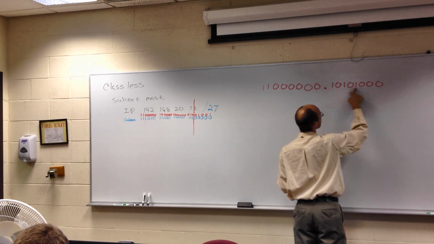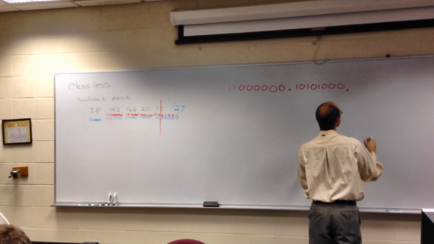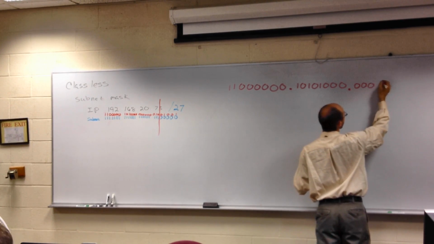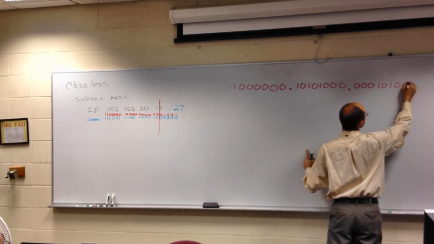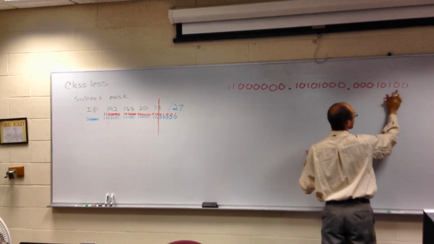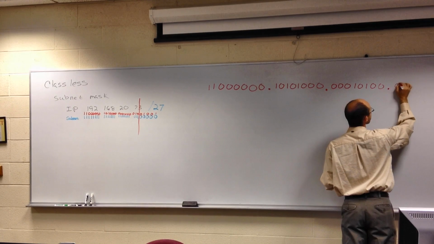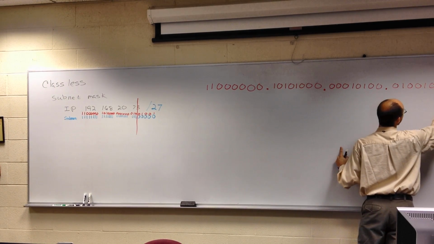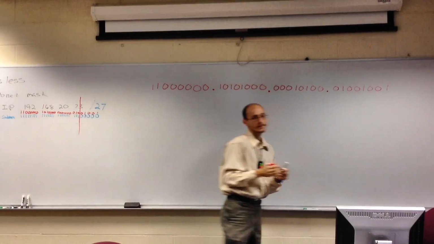1, 2, 3, 4, 5, 6, 7, 8, followed by a dot. And then we did 20, which is going to be 1, 0, 0, 0, 1, 0, 1, 0, 0. Is that right? 128, 64, 32, 16, 8, 4. And then I have my 73, which is going to be a 0, 1, 0, 0, 1, 0, 0, 1. 1, 2, 3, 4, 5, 6, 7, 8.